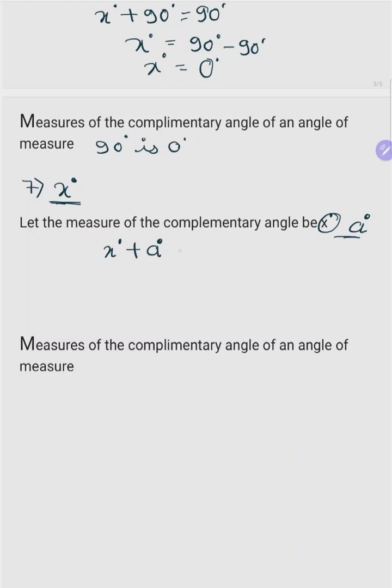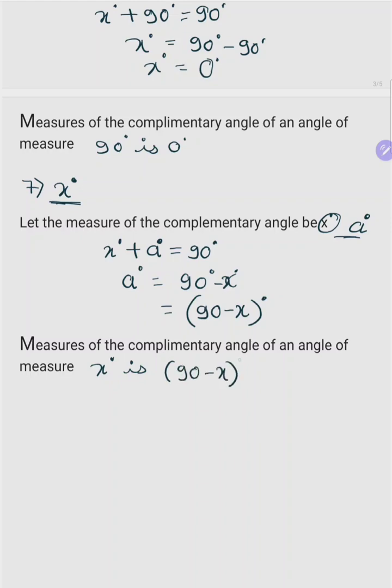x degree plus a degree. How much is the complementary angle? 90 degree. So a degree is how much? 90 degree minus x degree. So it is also right, (90 minus x) whole raised to degree. It is also this type, right. So here how to write? The measure of the complement angle of measure x degree is 90 minus x raised to degree. It is right.